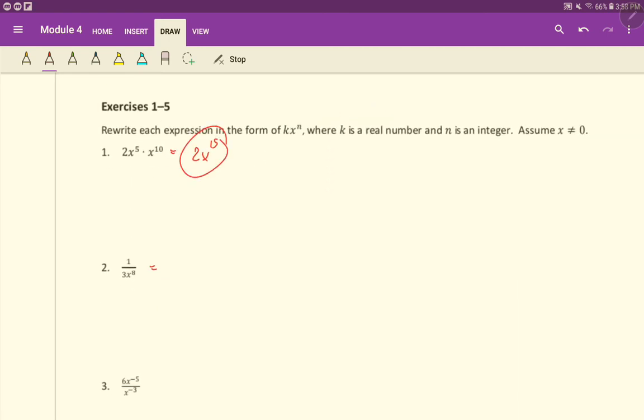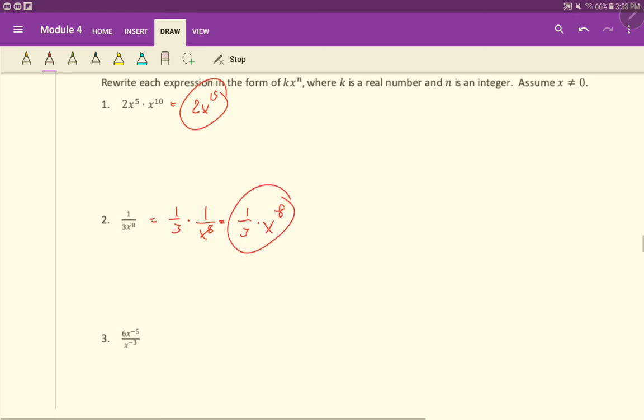Anyway, k times x to the n. So this is going to be 1/3 times 1 over x to the 8th. Again, just breaking up that fraction there. And we'll have 1/3 then times x to the -8th, because that's the form that they wanted there.